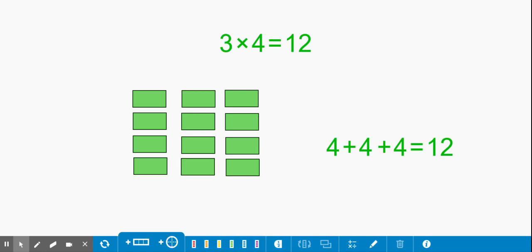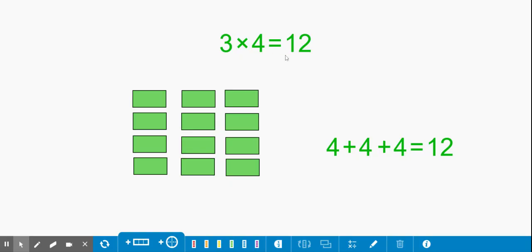Hi, today we're going to talk about multiplying a whole number times a fraction. Before we do that though, let's look back at multiplication. For example here, we have 3 times 4 equals 12. I have 3 groups of 4, and that would give me 12. We're going to be looking at repeated addition today.